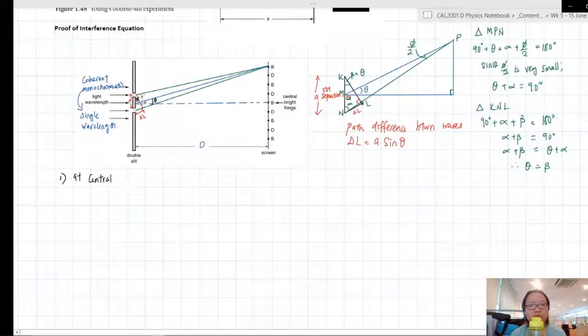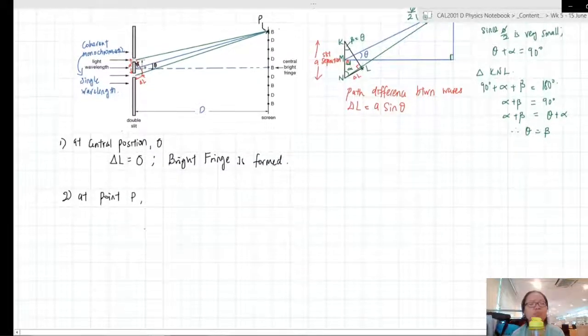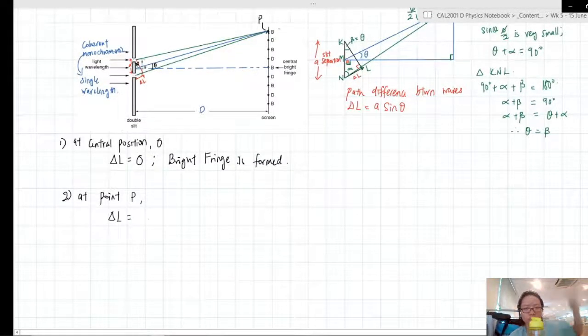So let's now prove. At the central position, point O, the delta L is 0, because it's an isosceles triangle, they will meet at the same point. They will travel the same distance. So bright fringe is formed. And let's say we take at point P, where the waves meet, some random arbitrary point on top. So your delta L here is a sine theta.